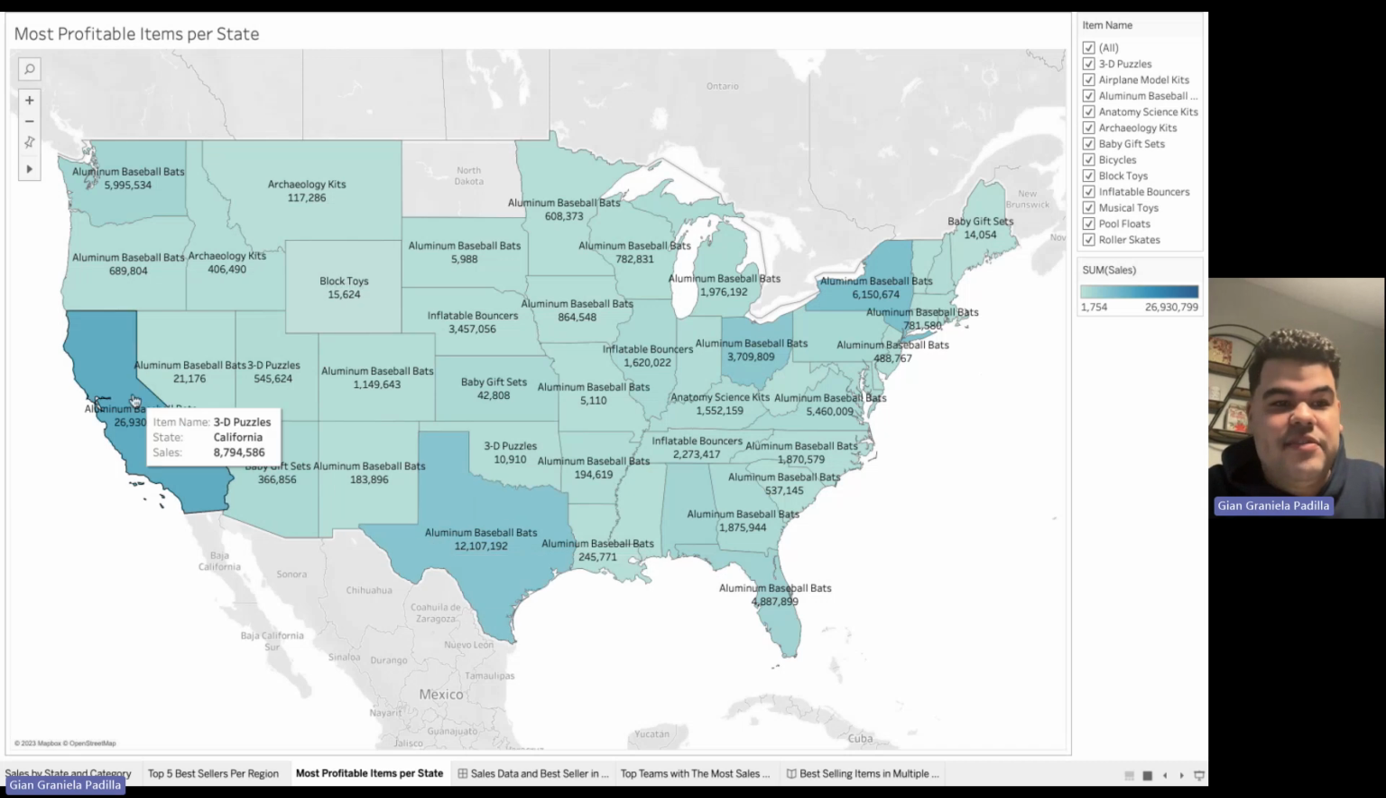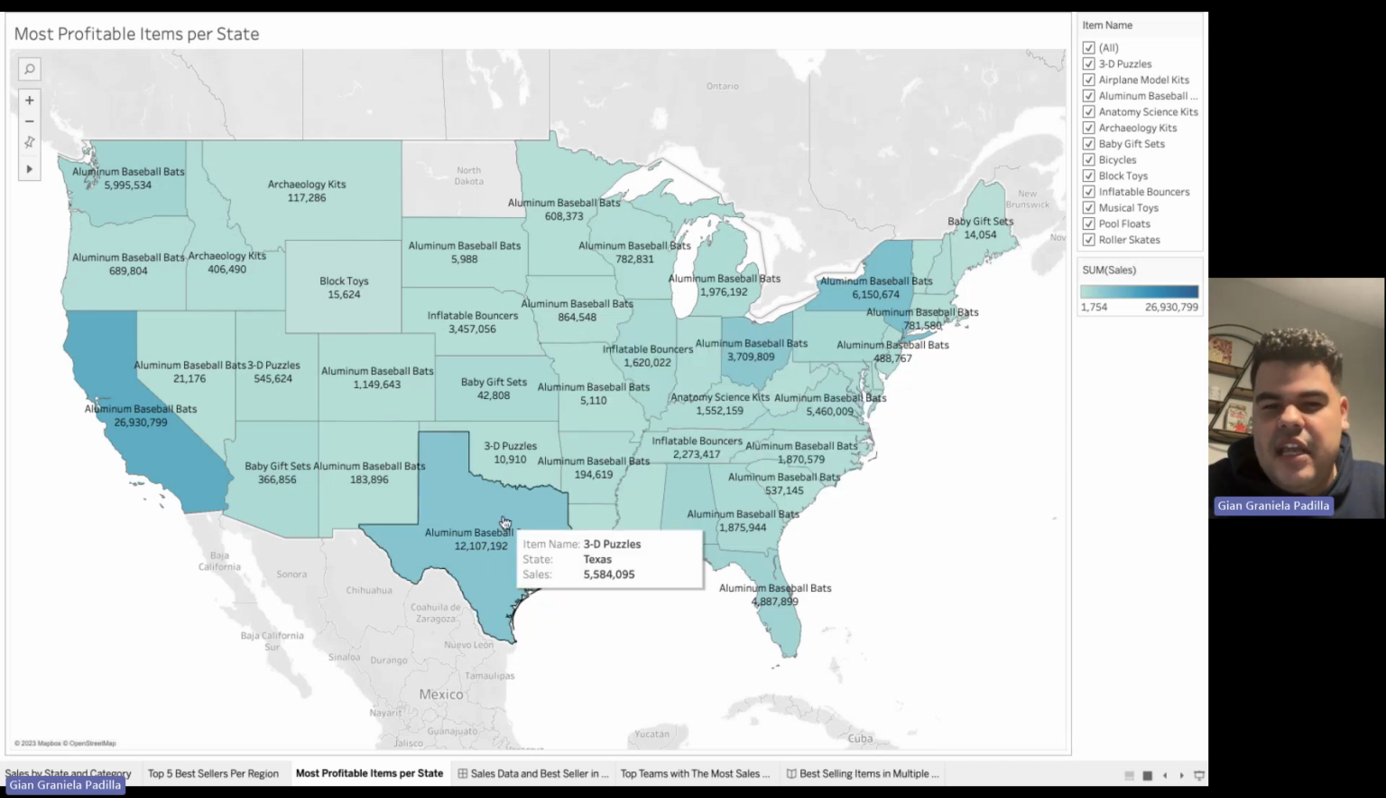So here we have, for example, Texas, which sold 12,107,192 baseball bats. That's really good. And then here we have California, which had $26,930,000,000 in sales for aluminum baseball bats. The conclusion that I came up with when looking at this data is that the aluminum baseball bats were the most popular item compared to all the other items in the data.